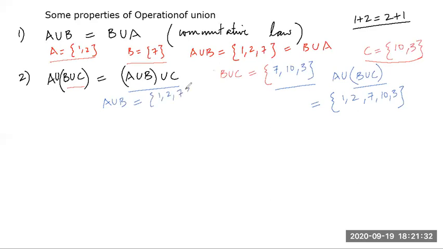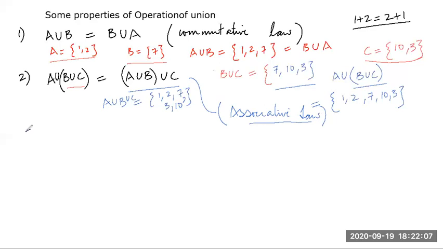1, 2, 7. Now A union B union C would be equal to, take the other elements also, 10 and 3. So which is equal to this. Hence proved, this property, students, is associative law. Associative. So union follows associative law also.